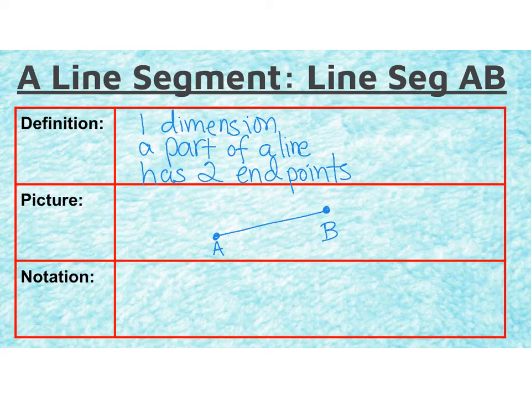We have our specific way that we can write this notation. Again, it's capital A, capital B, with just the straight little segment over it, no arrowheads this time. Another student might name it segment BA, and both of those are correct.